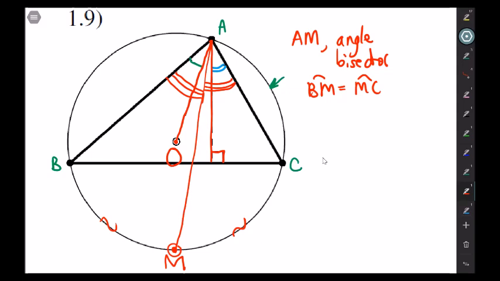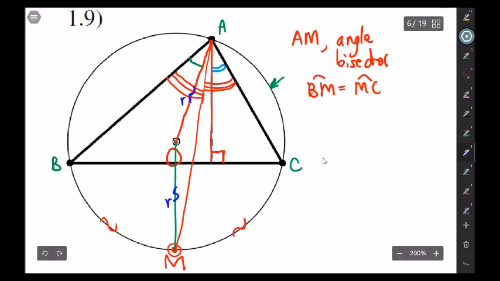Okay, so Henry is asking me to draw OM. So what is the significance of OM? What good can come out of OM? Yes, that's true. OM and OA, they are both radii, so they measure the same length. So let me just put some mark next to it, R and R. So then what? Yes, it's an isosceles triangle. So if I measure this one as alpha, this one is also alpha.